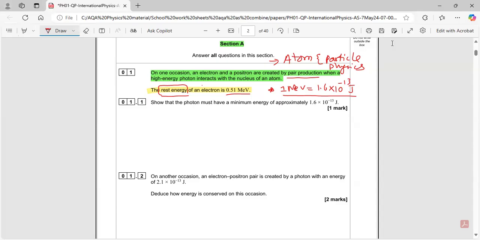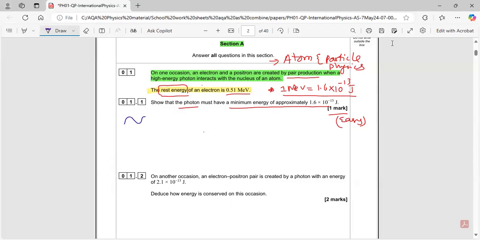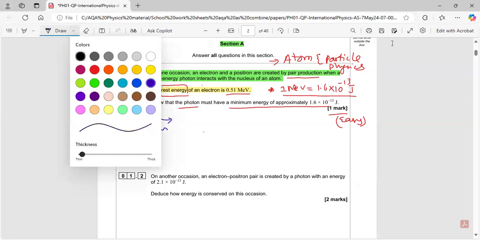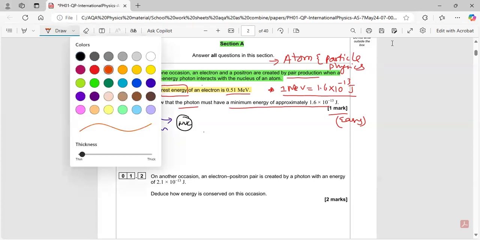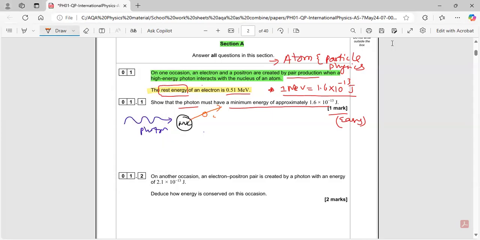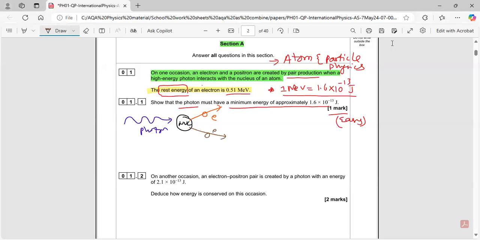So what is the question? You have to show that the photon must have a minimum energy of approximately 1.6 times 10 to the power minus 13. This is 1 mark. 1 mark questions are generally easy because they are based on your basic concepts. So the situation is that a photon is coming, and it is going to interact with the nucleus. Let's say this is the nucleus. When it interacts with it, it creates a particle, let's say an electron, and an antiparticle, let's say a positron. So a particle and an antiparticle are created.